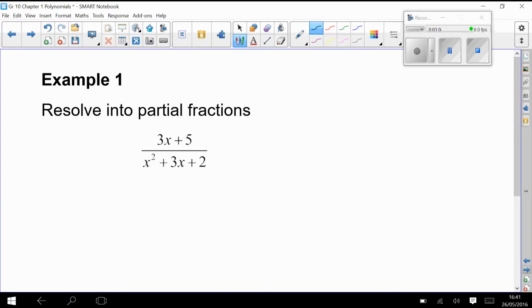In this example, I have got a numerator 3x plus 5 and quite a complicated looking denominator. And the first thing that I want to do is take this denominator and factorize it. So let's factorize it. This is a nice easy trinomial factorizing, and I'm going to get x plus 1, x plus 2.